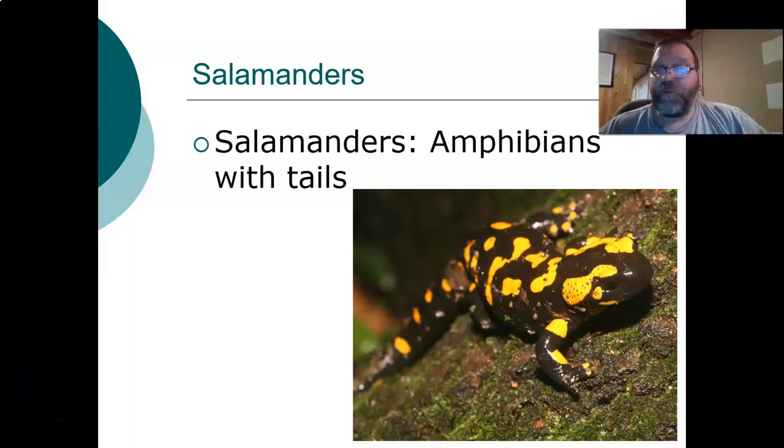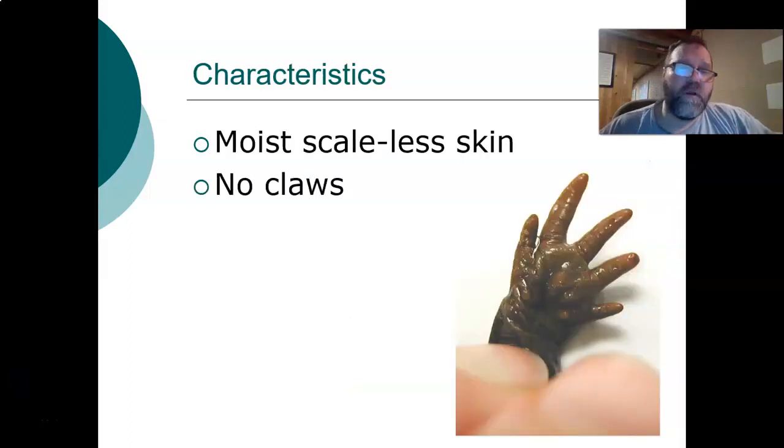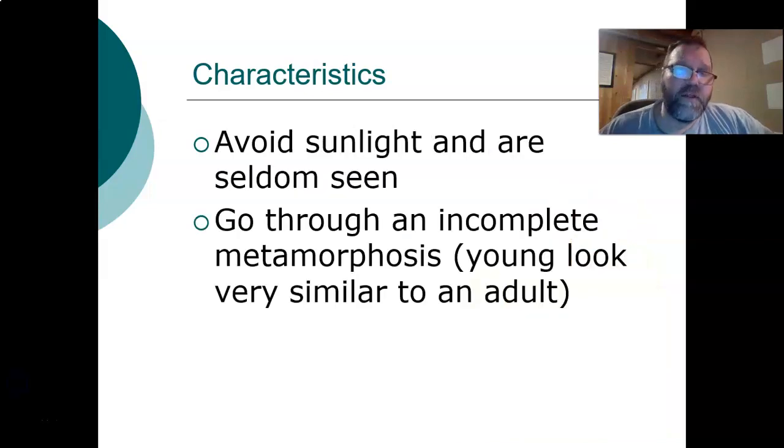Salamanders. Salamanders are amphibians with tails. Moist scaleless skin, and they have no claws. So there's a finger, no claws for salamanders. They avoid sunlight and are seldom seen.